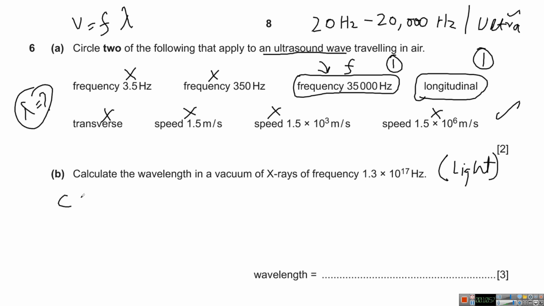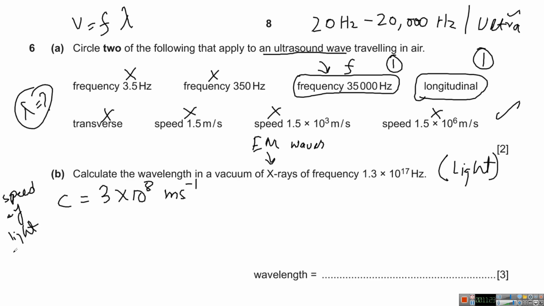So I'm just going to write the speed, which is actually 3 into 10 raised to power 8 meter per second. That's the speed of light or any electromagnetic radiation. This is the EM wave, right? So electromagnetic waves, they all have the same speed, which is represented by c. Speed of light, that is the same for vacuum in every object.